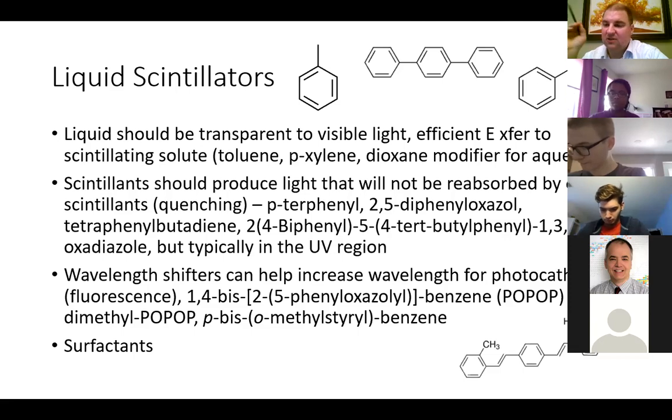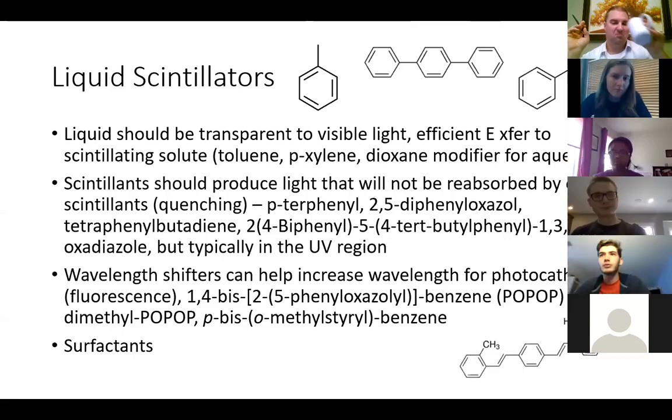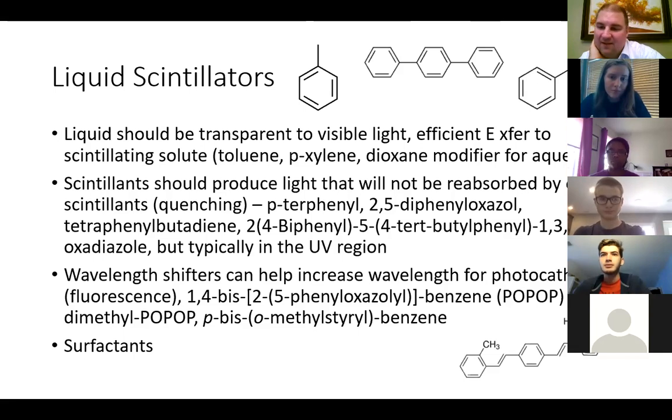The molecule structures are shown on this slide. What do you notice about those molecules? What do they all have in common? Conjugated or have aromatics? Aromatic and conjugated. Very aromatic, a lot of extended pi bonds.